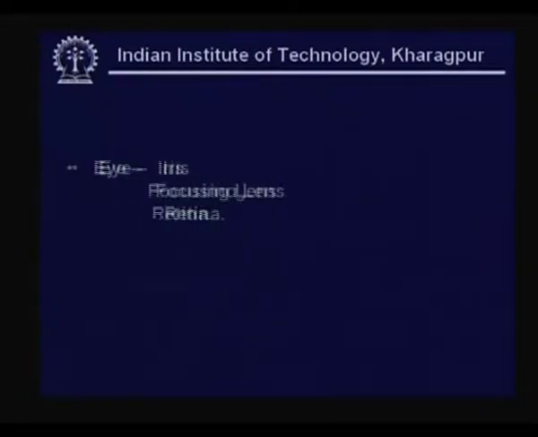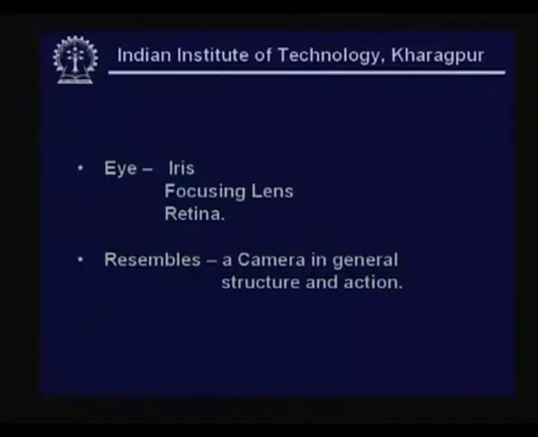Let us see what constitutes an eye. If you look at the organ eye, it has three major components, namely iris or the opening through which light enters the eye. Then there is a focusing lens which focuses the incoming light onto the screen at the back, which is termed retina in a human eye. So, eye consists of three components: 1 iris, 2 focusing lens, 3 a retina. It may be seen that it is similar to a camera which is taking a picture.